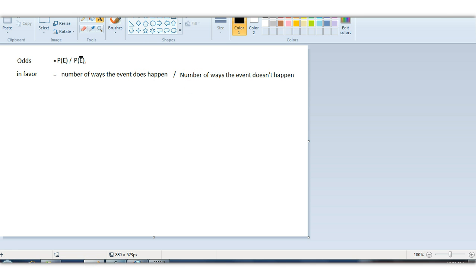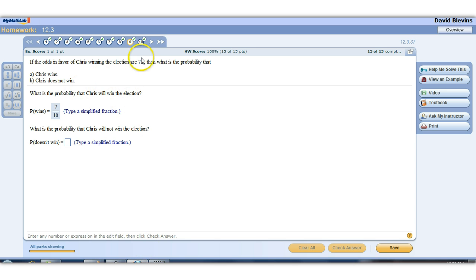So the number of ways the event doesn't happen is 3. So now we're going to have 3 on the numerator. The denominator is still going to be the sum of these two, 7 plus 3. Now remember, he either wins or he doesn't win, so these two things should always add up to 1. 7/10 and 3/10 does add up to 1.